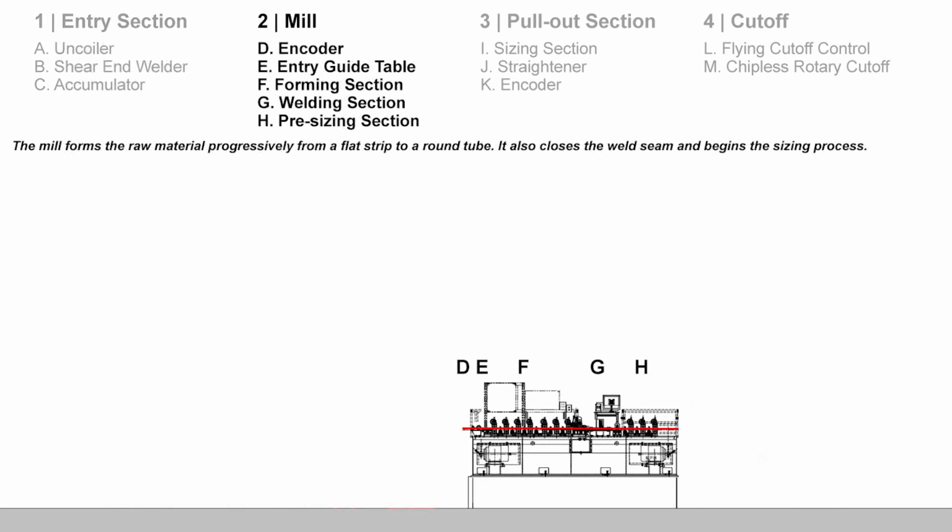The mill forms the raw material progressively from a flat strip to a round tube. It also closes the weld seam and begins the sizing process.